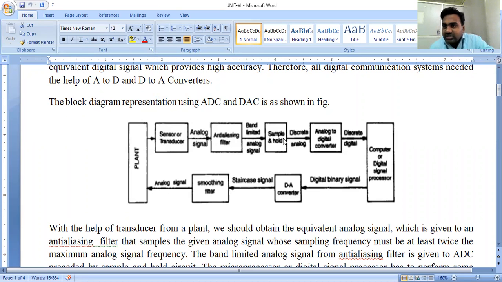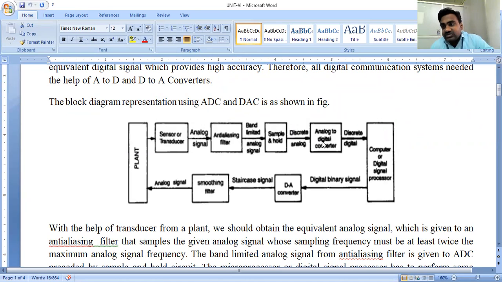That means the transducer or the sensor collects the analog pulse. In order to observe that analog pulse's discrete nature, it is next forwarded to a sample and hold circuit, and next it is analyzed with respect to an analog to digital converter. That means at this instant, the analog pulse is converted into a digital pulse. At this moment of data conversion, the discrete analog pulse is converted into a discrete digital pulse.